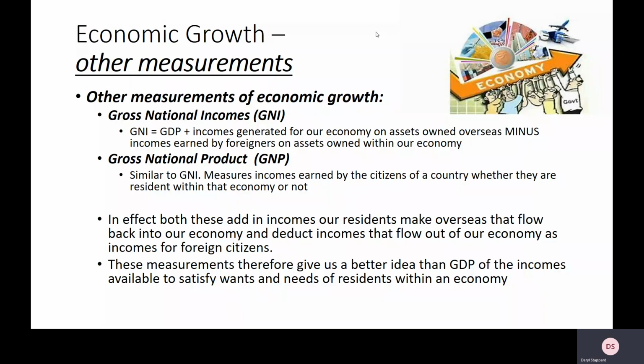So gross national income, everyone, or GNI, will factor in the fact that incomes will flow between economies. GDP doesn't really factor that in to that extent. Right, so GNI is a much better measurement of the income in an economy than what GDP would be.